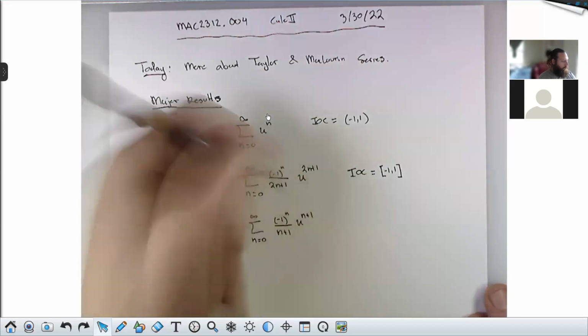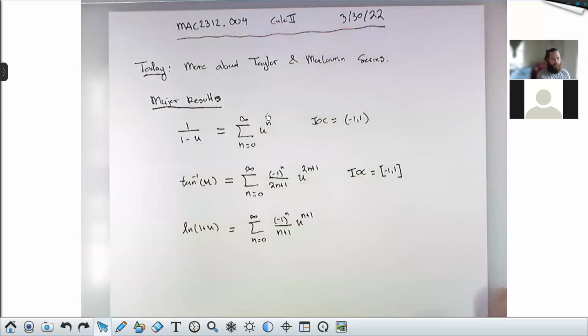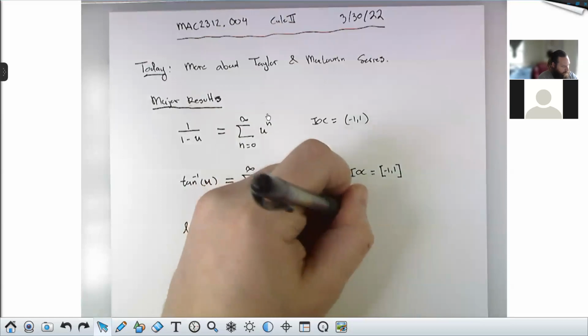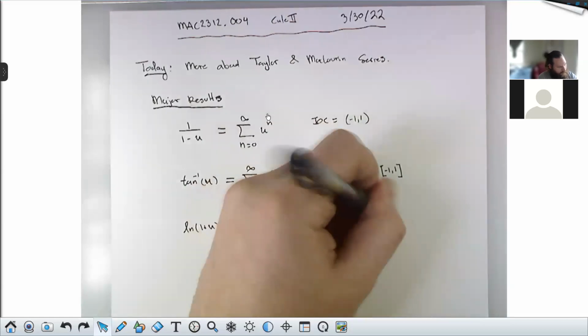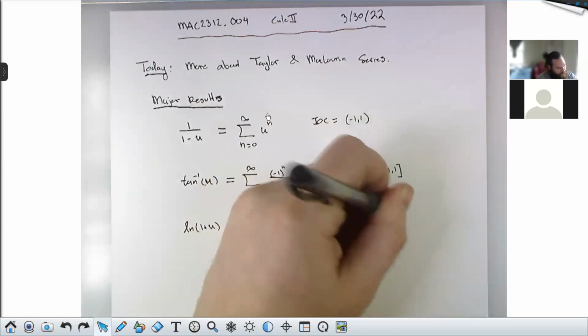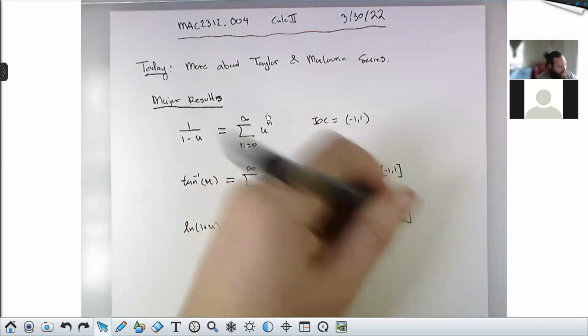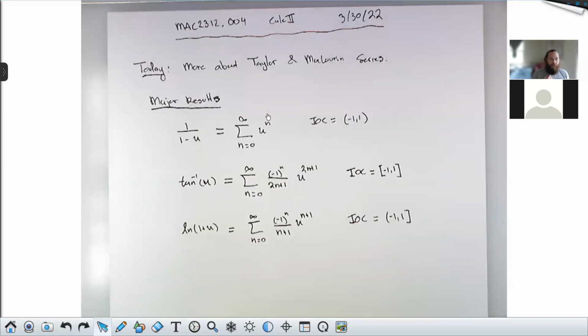This is how I remember it. Sigma n from 0 to infinity, -1 to the n, divided by n plus 1 times u to the n plus 1. And her IOC is left open, right closed, -1 to 1. So these were the major results that we were able to cook up back in section 11.9.